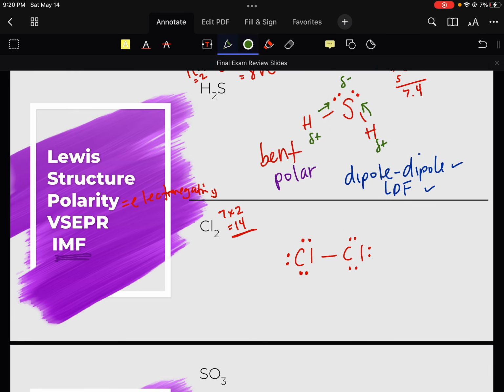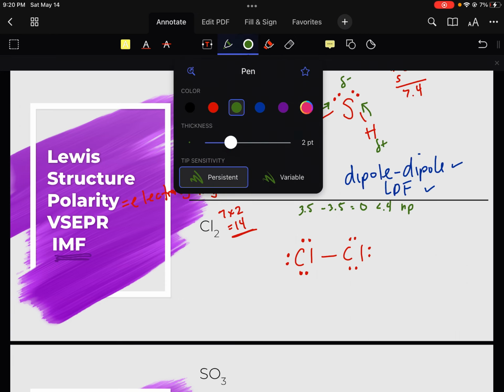So now let's look at our polarity. For chlorine, both of these are 3.5. When I subtract, I get 0, which is less than 0.4. So this is non-polar. I don't have to draw any partial charges because nobody's hogging electrons.